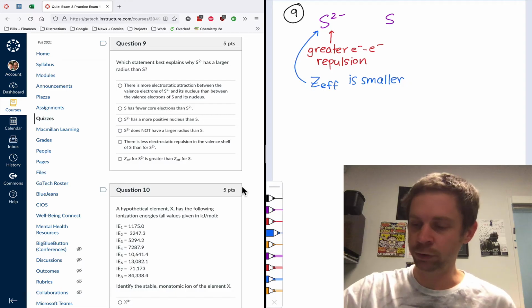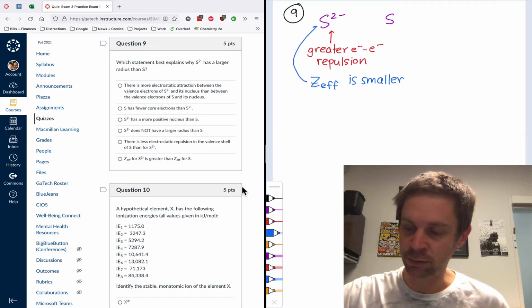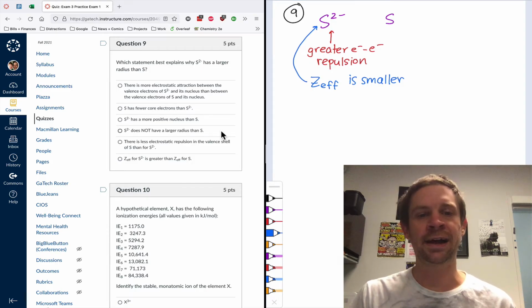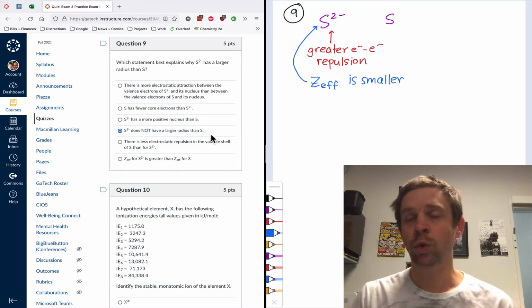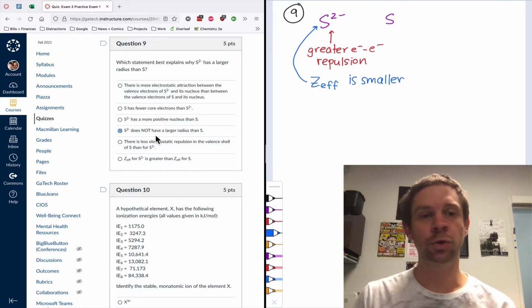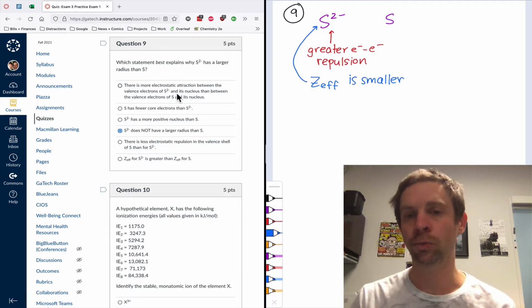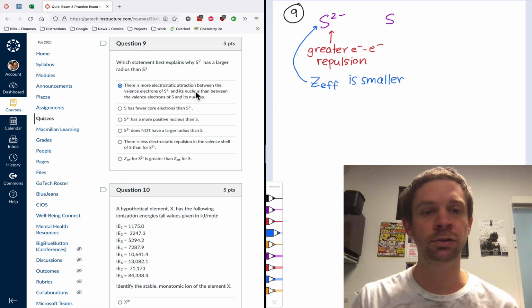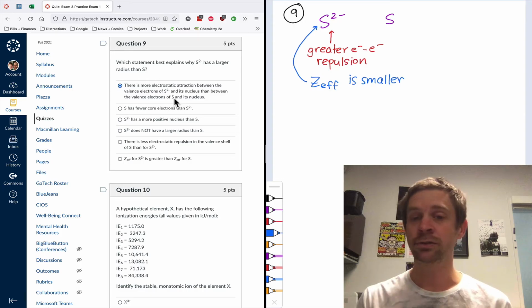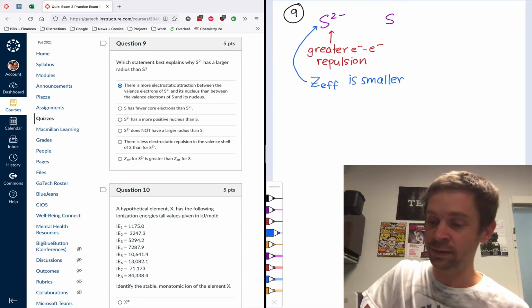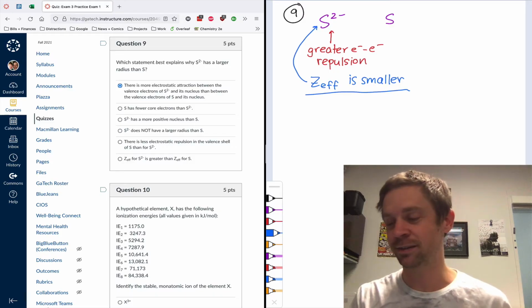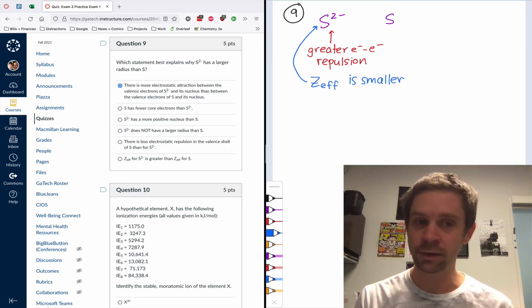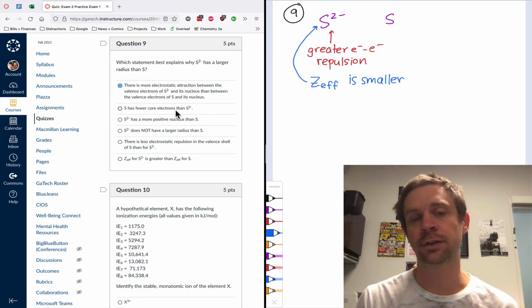So even before I've looked at the choices, I'm already thinking about reasons why S2- is larger than S. And of course, in order to rule out this option, we want to start thinking about those reasons. So now let's go through the choices and see how they jive with what we've already demonstrated. First, there's more electrostatic attraction between the valence electrons of S2- and its nucleus than between the valence electrons of S and its nucleus. Well, that's inconsistent with Z effective being smaller for S2-. The attraction of the electrons to the nucleus is weaker in S2- than it is in S. So that is false.